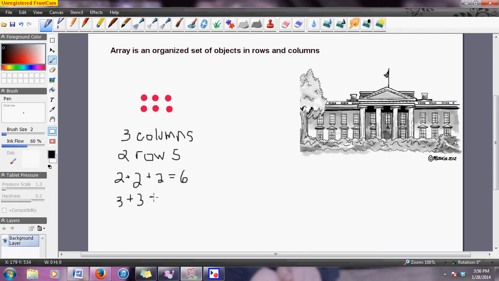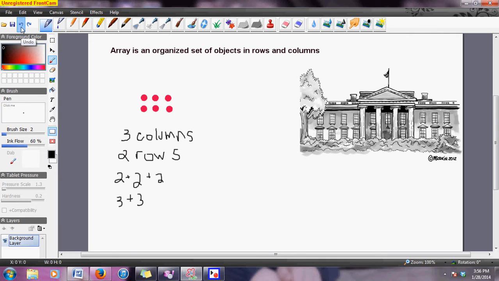Notice they both equal the same amount. They both equal 6, both of those equations. And the reason why they're teaching second graders arrays is it's preparing them for multiplication, which is just repeated addition. And that won't happen until the 3rd or 4th grade, but we want to give you a visual of what it actually looks like, what it actually represents.